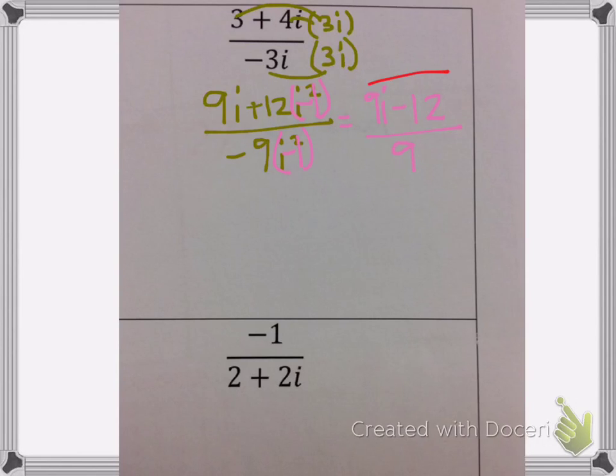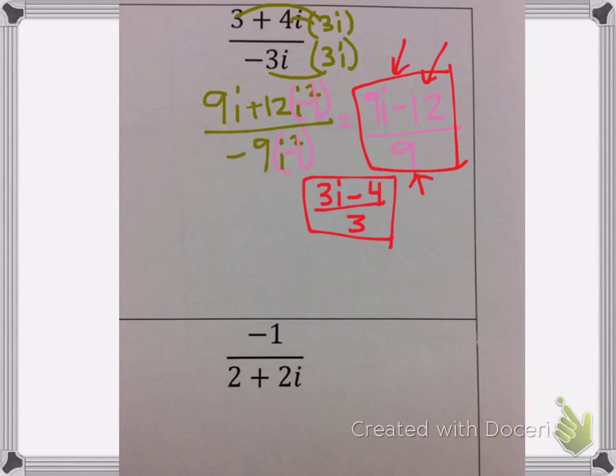I could leave it here and be pretty much done, but if I notice all of my numbers here are all divisible by 3, so I want to divide that 3 out. 9i divided by 3 would be 3i, 12 divided by 3 would be 4, and 9 divided by 3 on the bottom would be 3. So this is really my simplified answer.